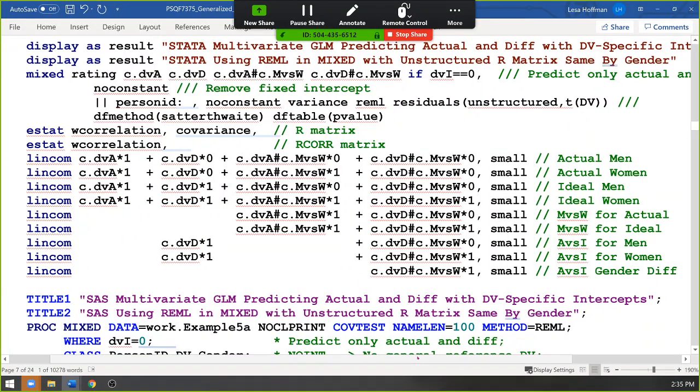And if there's ever a doubt that I can do it, all you have to do is look down at the code and see if it's there. Here it is. Actual plus difference gives me ideal. The gender difference on the discrepancy, again, is directly given as a model parameter here. So if you predict the difference as an outcome, you can still use DV-specific intercepts to do that.